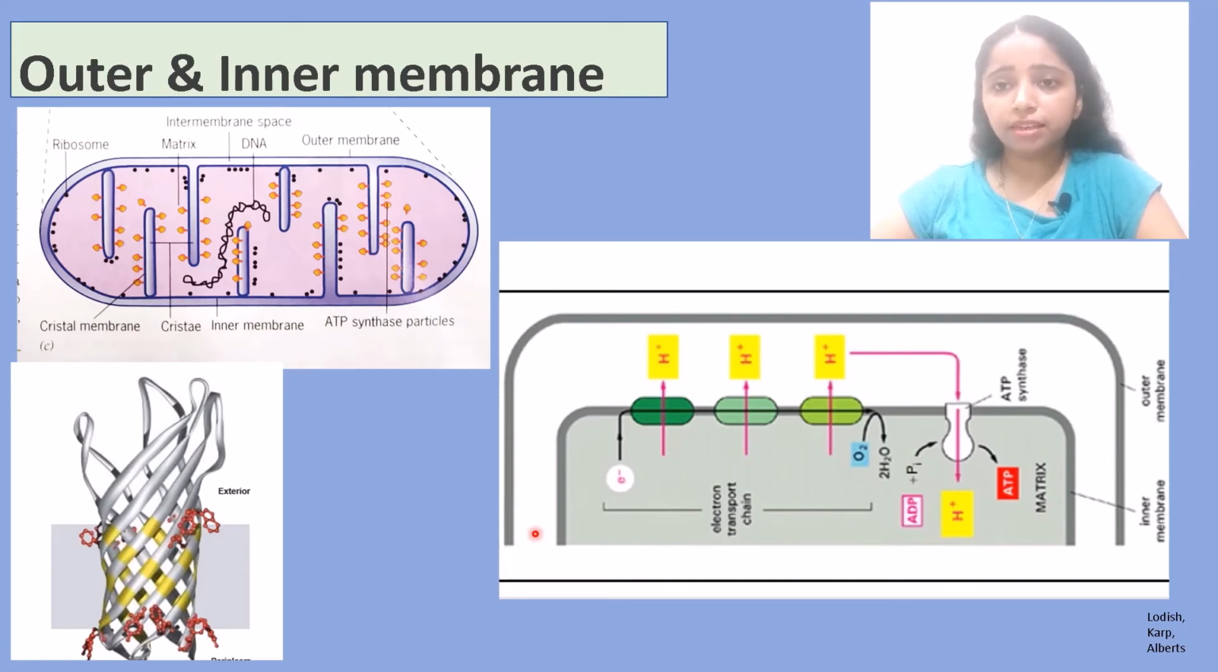Apart from ATP synthase particles, the inner membrane also contains the electron transport chain. Here you can see this electron transport chain, which is made up of intramembrane proteins, and these proteins can transport electrons from electron carriers like NADH to oxygen. Another important point about the inner membrane is that 76% of it is made up of proteins, and it is rich in cardiolipin, which is a phospholipid, also called diphosphatidyl glycerol.